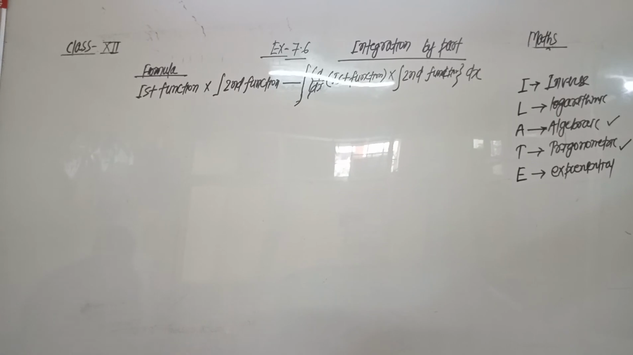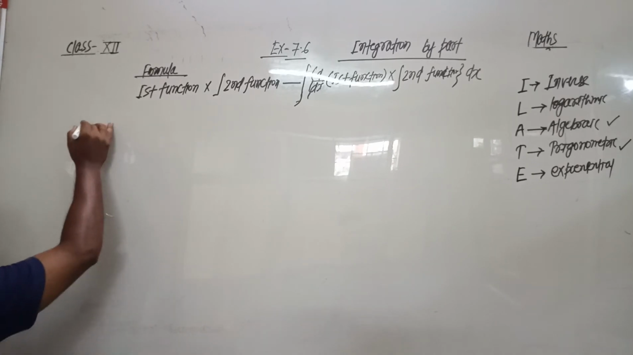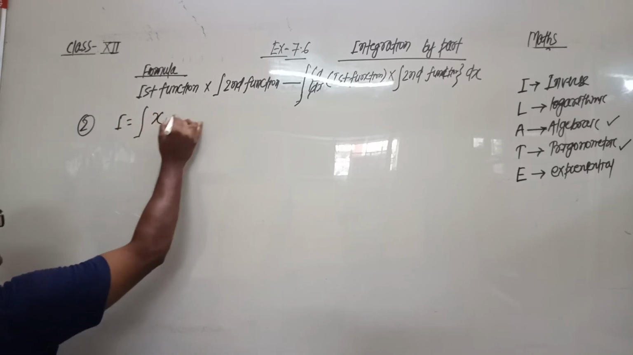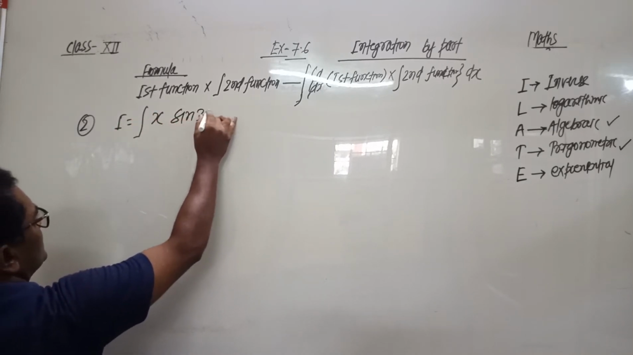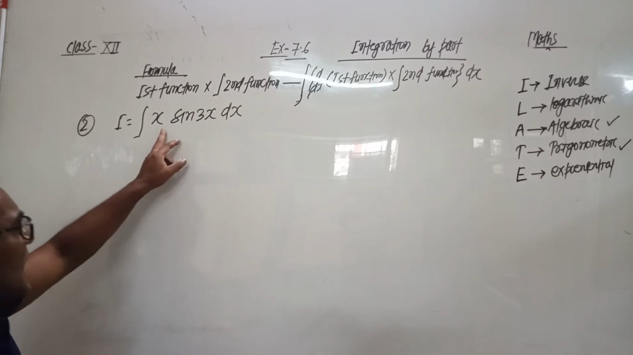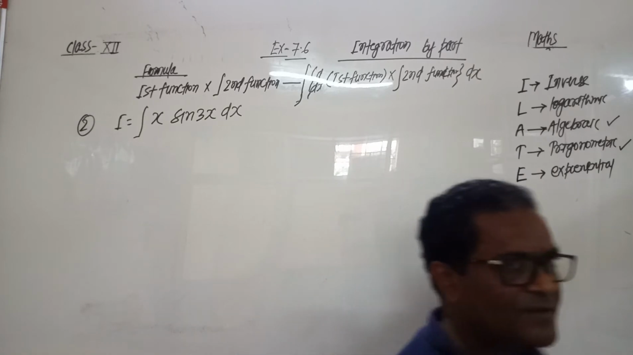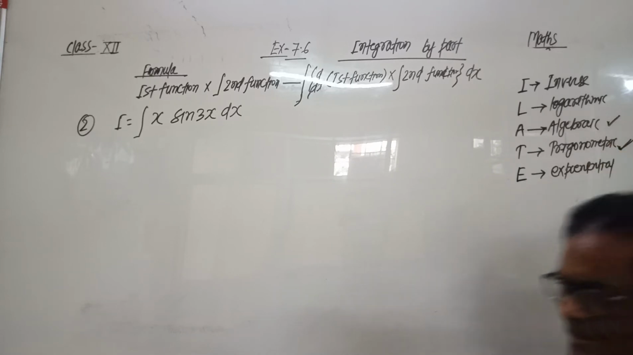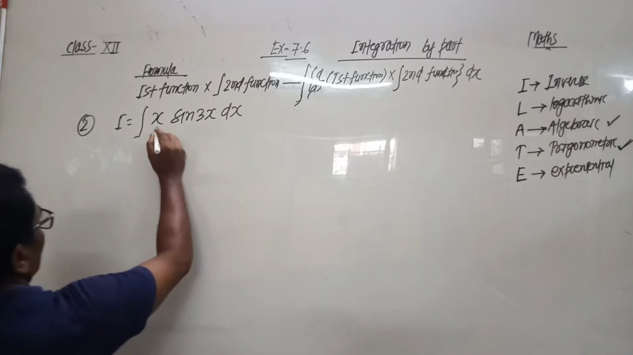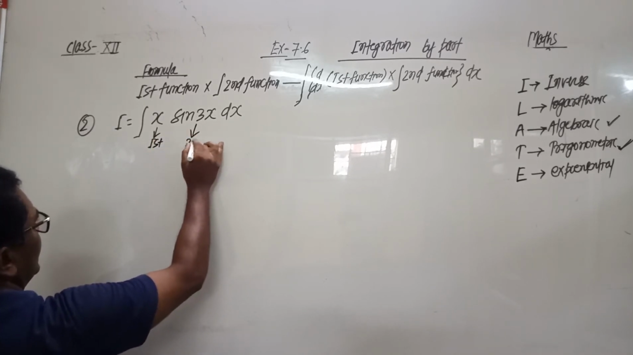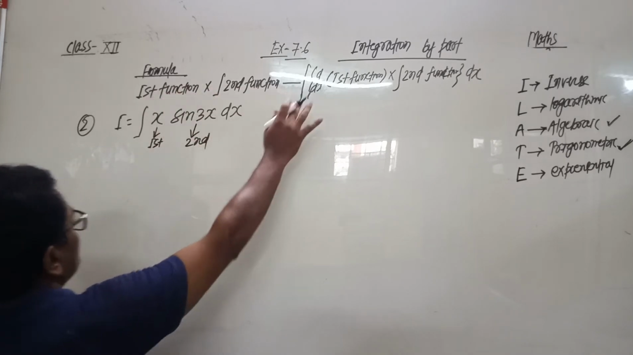Now question number second, x into sin 3x. Integration x into sin 3x and dx. Again there is an algebraic function and a trigonometric function. So algebraic would be taken as the first function and trigonometric is taken as the second function. So x is taken as the first function and sin 3x is taken as the second function. Then we use this formula.